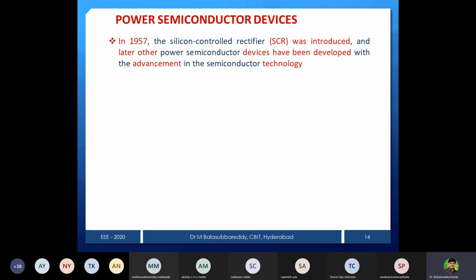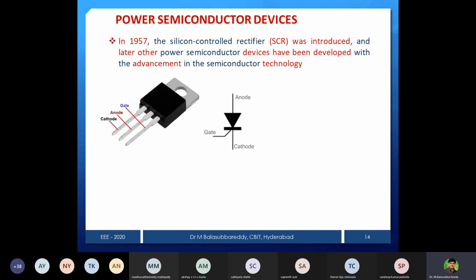In 1957, the SCR was introduced, and later other devices were developed with advancement in semiconductor technology. This semiconductor technology has improved, and that is the reason you can see it in mobiles also: ten years back the mobile weight, and nowadays the weight, size and features. This is all about semiconductor technology only.